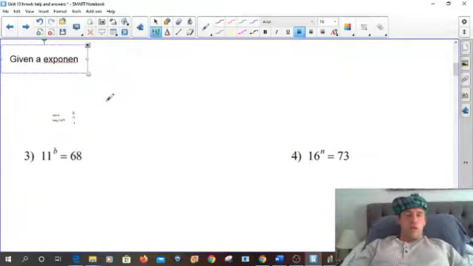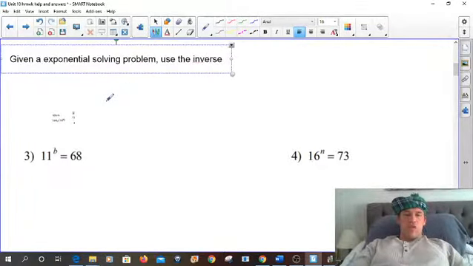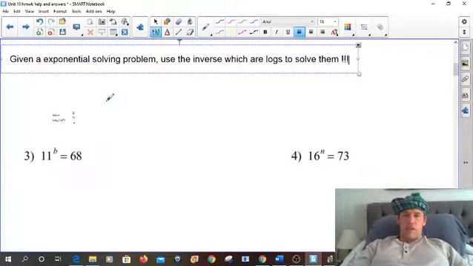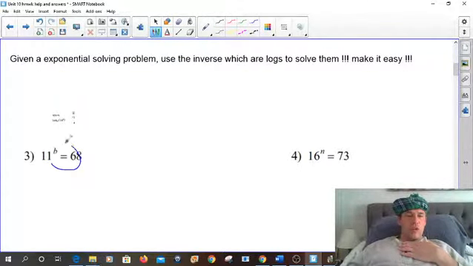Given an exponential solving problem, use the inverse, which are logs, to solve them. And make it easy. So basically, if this is base 11, and you can see the exponential form going on there, then how would we write this? We'd use log base 11.